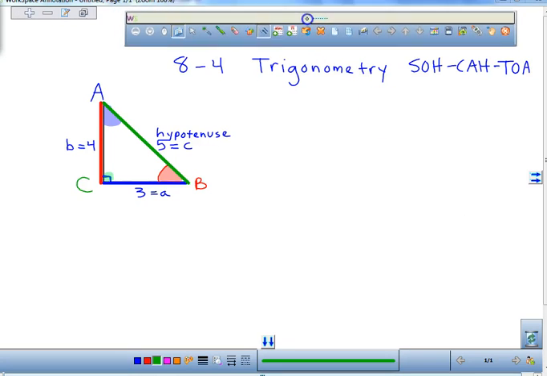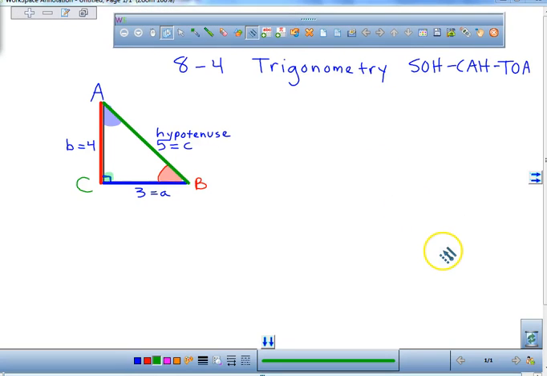Today we're going to be going over the basic concepts of trigonometry, talking about 3 trigonometric ratios, dealing with the most basic triangle known to humanity, which is the 3, 4, 5 right triangle. You know that 3 squared plus 4 squared equals 5 squared.